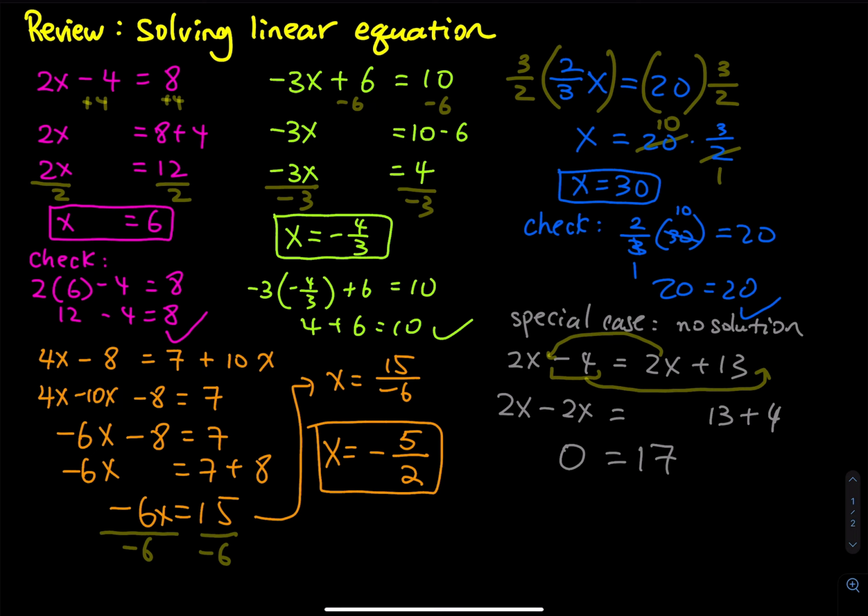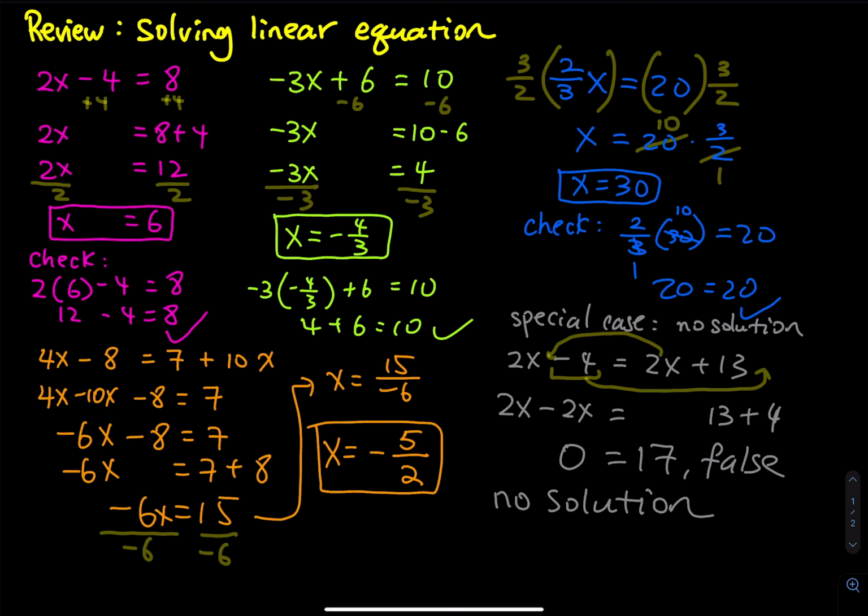Now, there is no x in the final answer. You have 0 equals 17. Is 0 equal to 17? No way, right? So this is not true. This is false. What does that mean? When you have a number equal to another number, but the equals is not true, in this case, the equation has no solution.